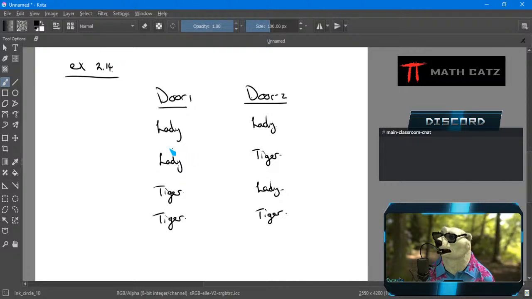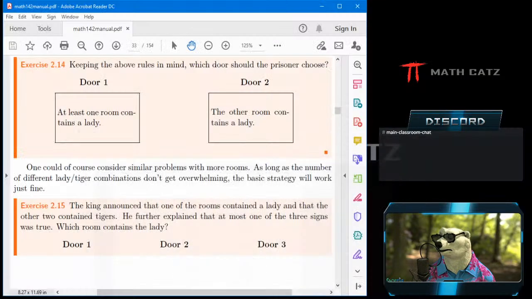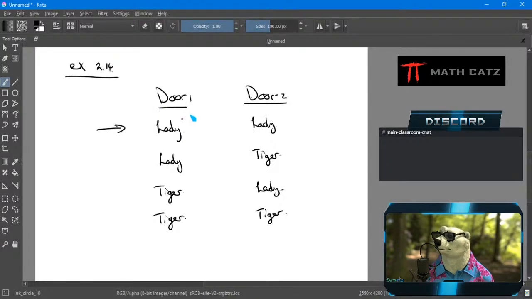All right, so now I know what I'm going to do. I'm going to investigate each of these scenarios one at a time according to what the doors are saying. If that scenario is true, then the doors are behaving a certain way. Then I'll check if that way is actually appropriate. Door 1 says, at least one room contains a lady. True or false? True, because at least one is one or more, and I happen to have more.